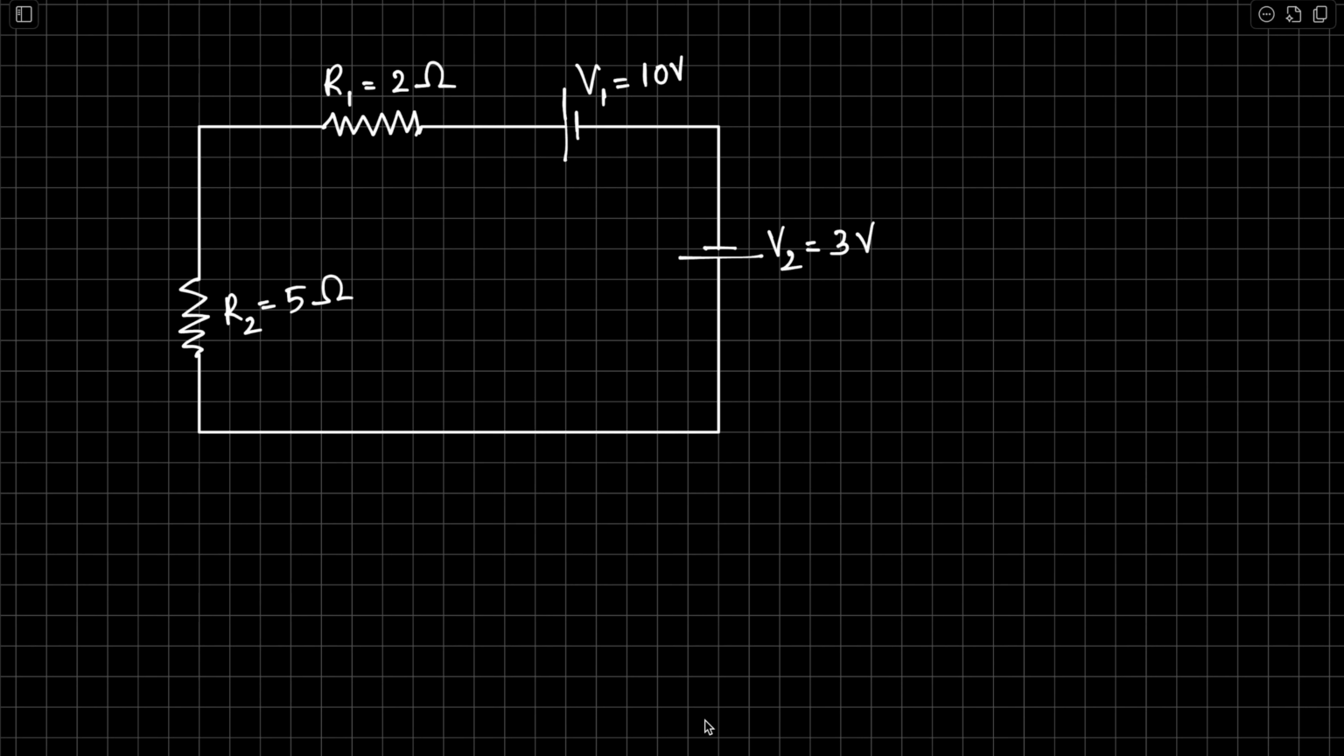Okay. The first step is to assign a direction for the current. In this question, V1 is greater than V2, so follow the direction of V1. This is the positive terminal, so current would flow from the positive terminal of the battery, around, and back to the negative terminal. So that's the direction of the current. It's okay to choose the opposite direction as well, but your answer will have a negative sign.